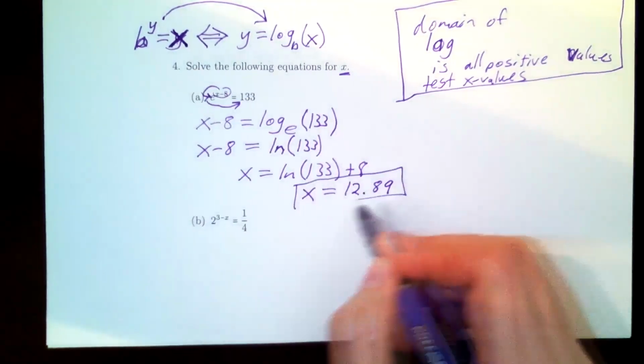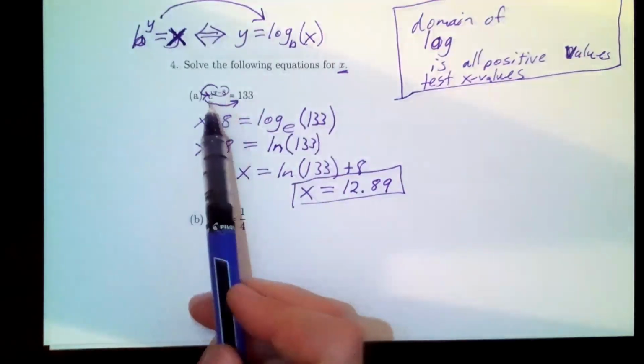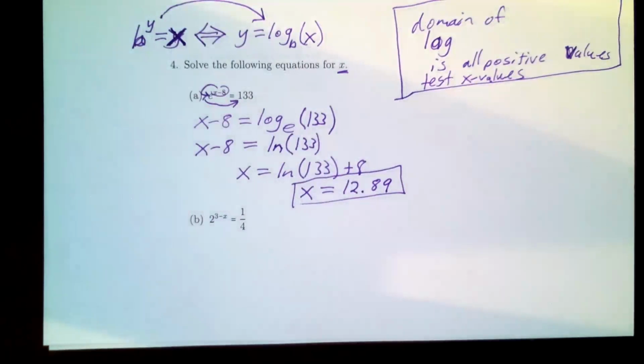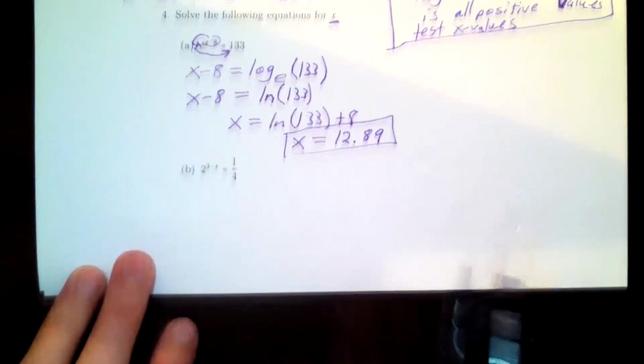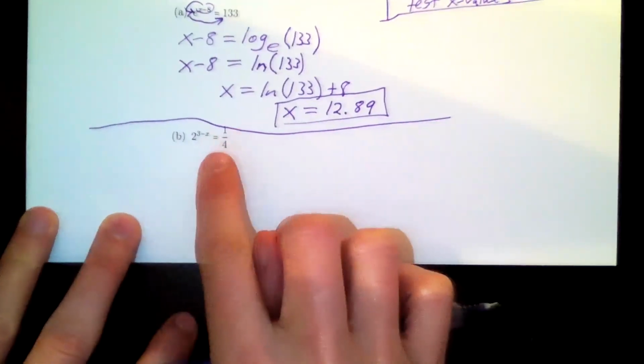You can, of course, test this. You can bring your x up and plug it in here. Do we get a true statement out? Is e to the 12.89 minus 8 equal to 133? You can always test your answer. There's our x value. All right, so let's scooch on down here to my second problem.